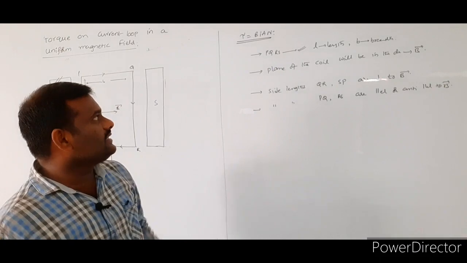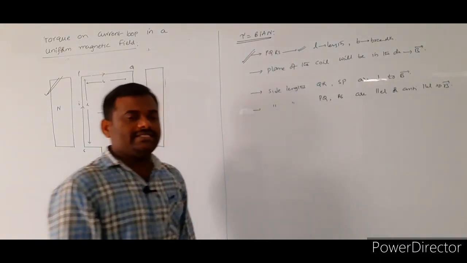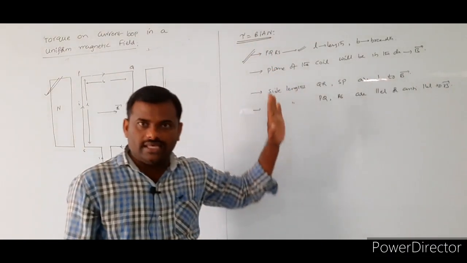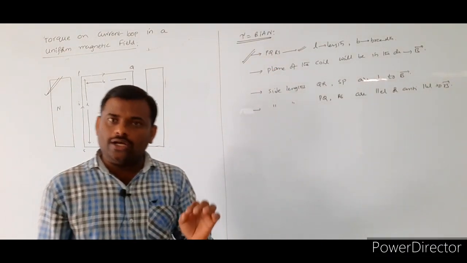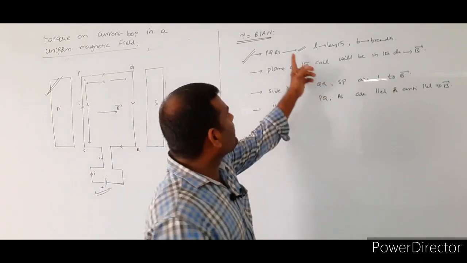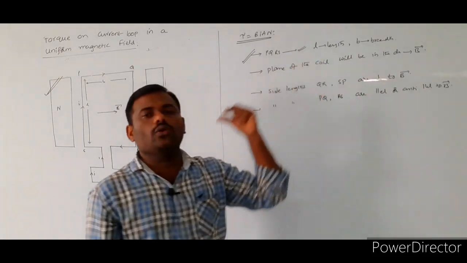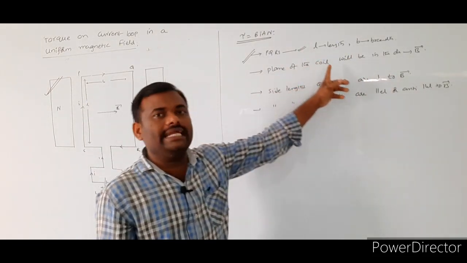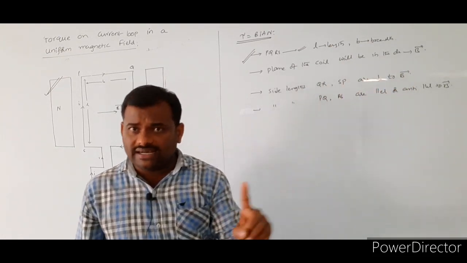Once again we consider PQRS, a rectangular current carrying loop which is placed in a uniform magnetic field. For the PQRS rectangular current carrying loop, what assumptions are we going to make? L indicates the length of the loop and B indicates the breadth of the loop.